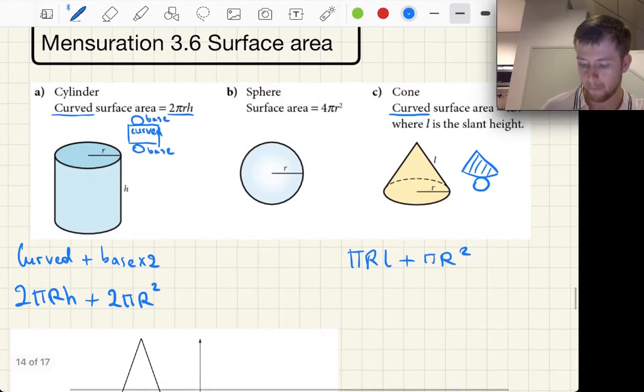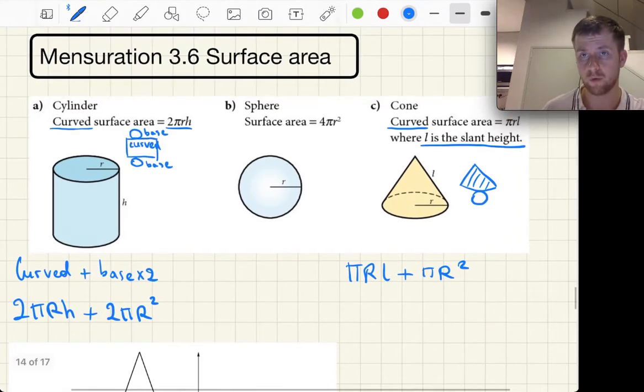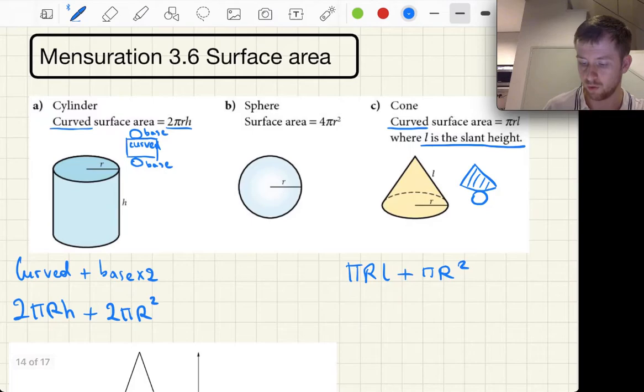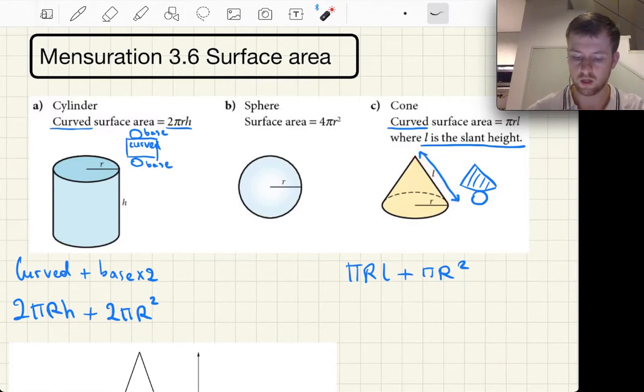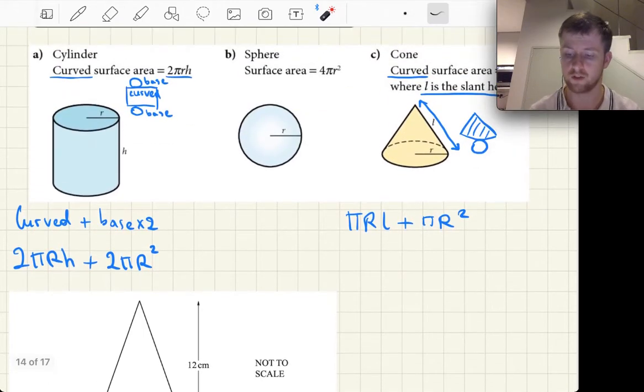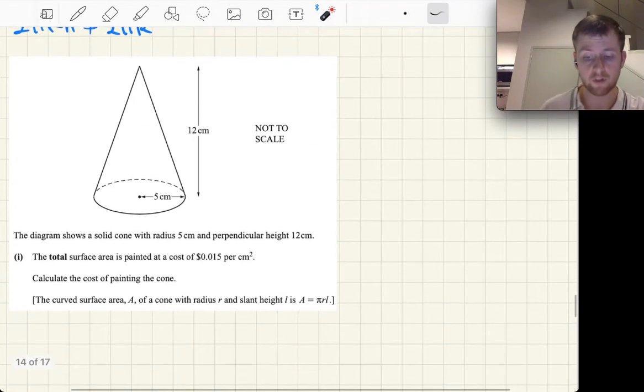One more interesting thing about the cone: L is the slant height, right? This is quite important because the slant height is not the normal height, it's the height of this part. So it's not this height, it's a different height, the height of the slant, basically. You'll see it in the questions quite a lot, where you have to find the slant height first. Like for example in this question.